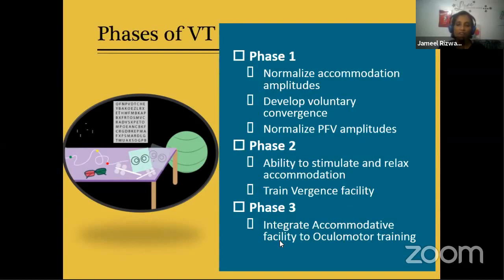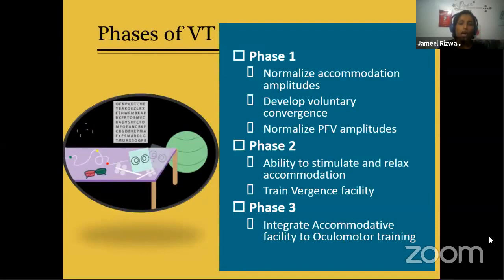In phase 2 you move to training facility. Facility is all about looking at far, near, far, near. So you move on to the next difficult part of training, which is to train your accommodation and vergence facility. The third phase is to integrate everything.